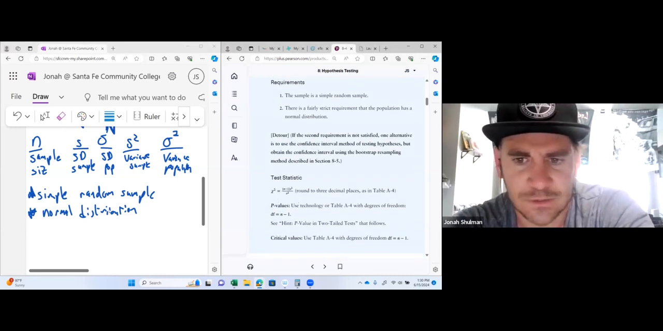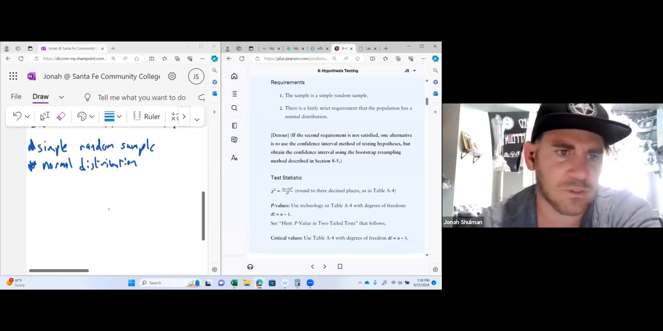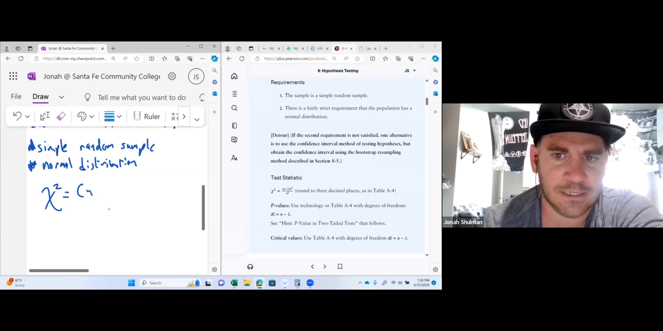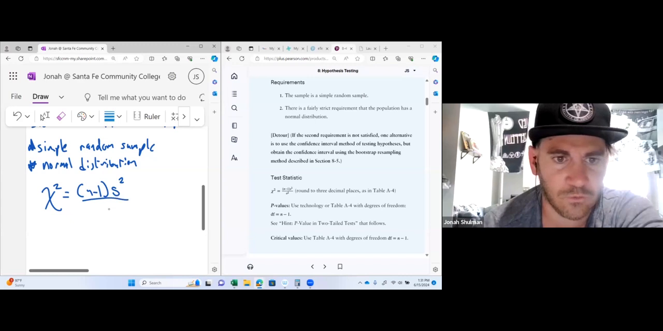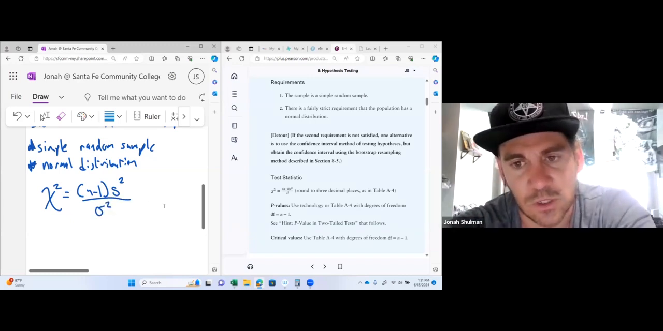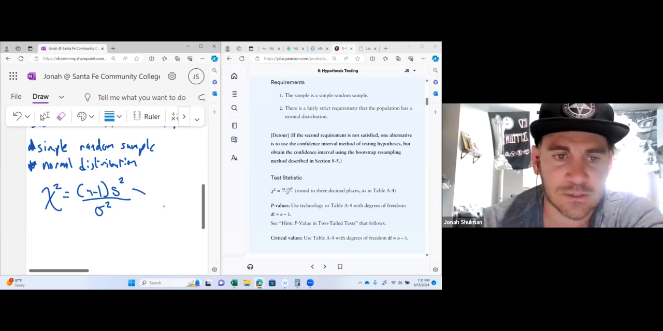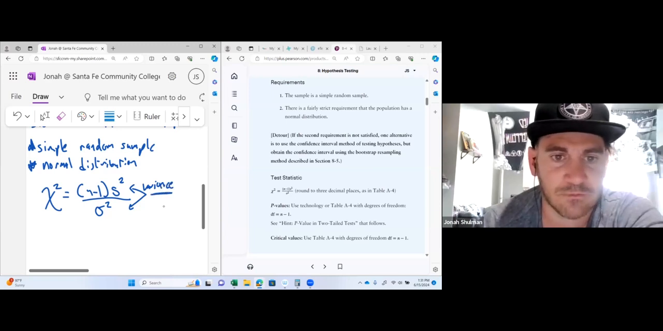All right, so here's our test statistic. This is what we're going to do all the time. So here's our chi-square formula. It's n minus 1 times the sample variance over the population variance. That gives us our chi-squared term. So notice that in this formula, we're using the variance for both. We're not using the standard deviation to get our test statistic. We are using the variance.